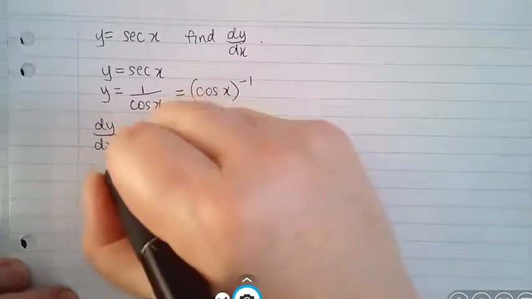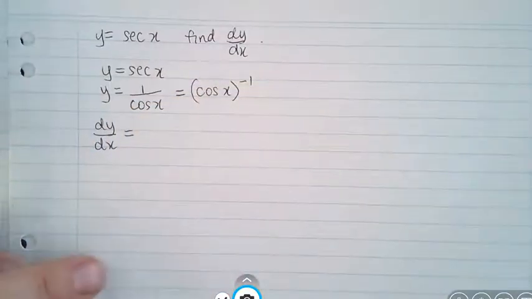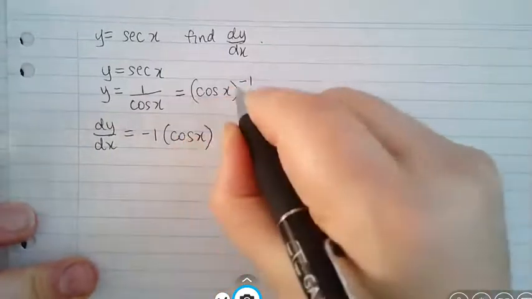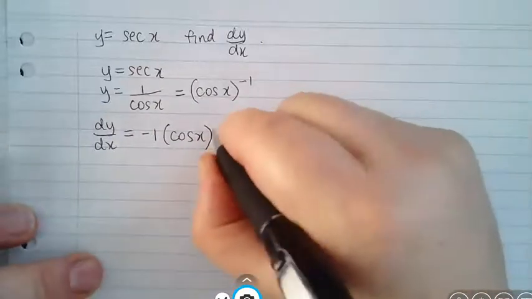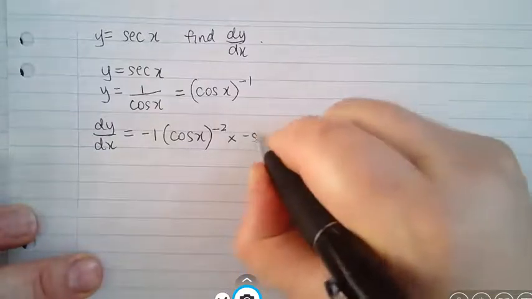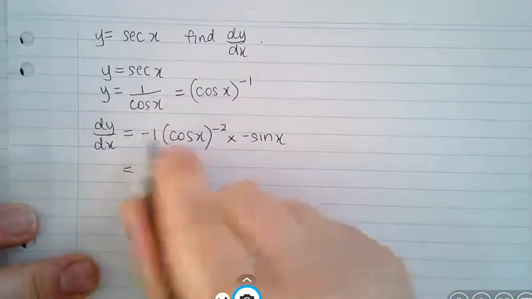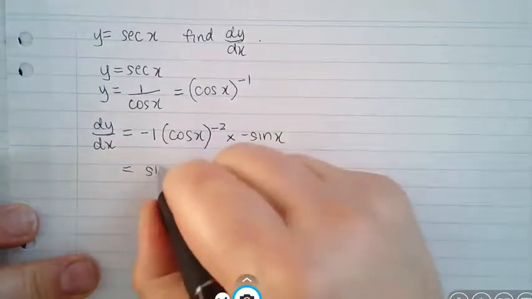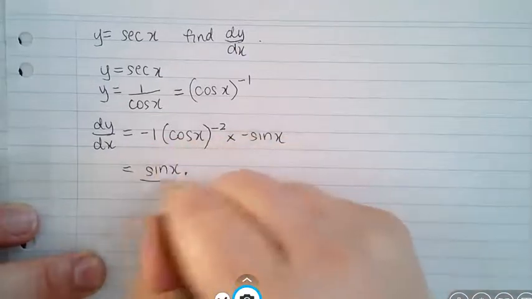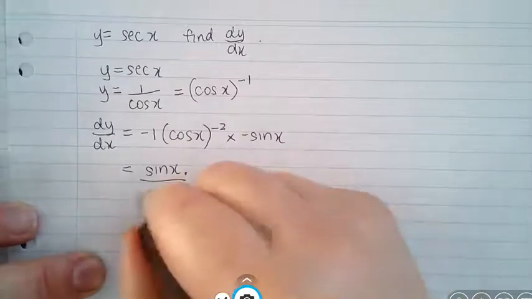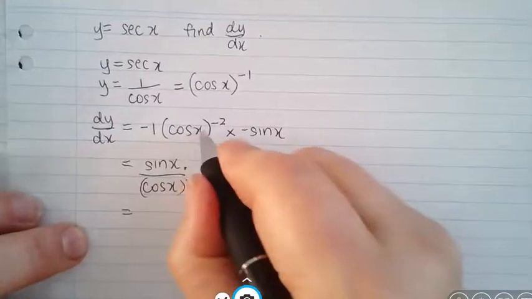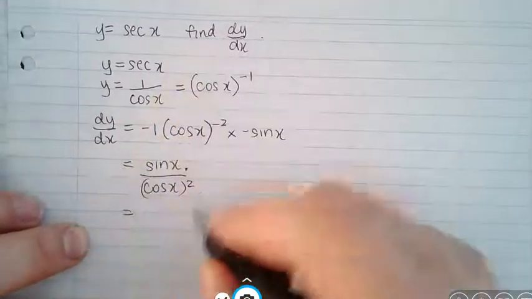Now I can do my derivative. Bring the negative 1 to the front, write out the cos x, and drop the power by 1. So negative 1 minus 1 is negative 2, times the derivative of what's inside, which is? Good. So how do I write this? A negative times a negative is a positive. So I've got sine x, and what do I do with this cos x? I put it on the denominator. Cos of x to the negative 2 means 1 over cos x squared.